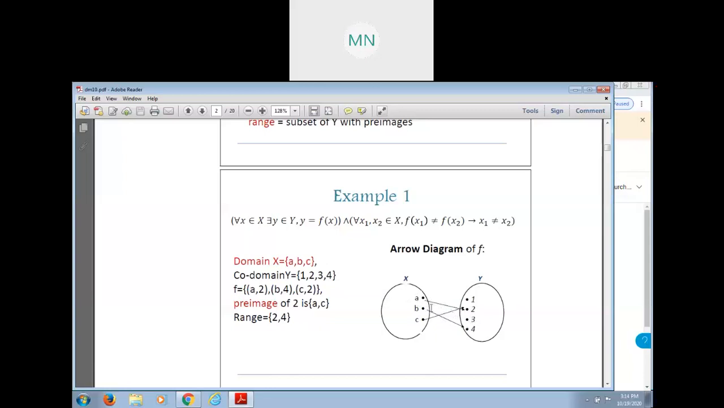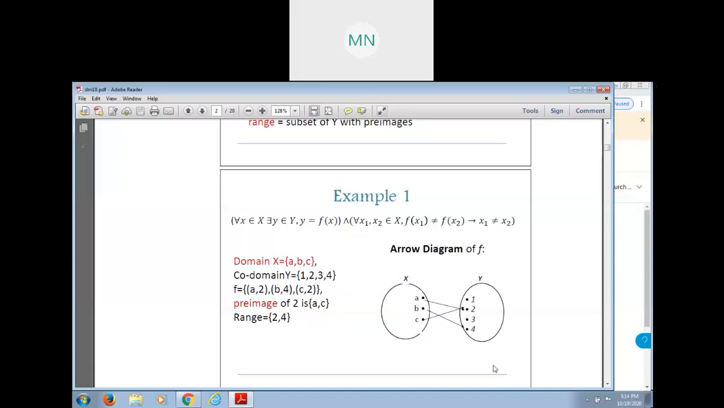Okay, here every element, first condition is what? Every element of the first set is associated with an element of the second set, and every element of A has a unique associate in Y. So the domain of that function is what? A, B, C.